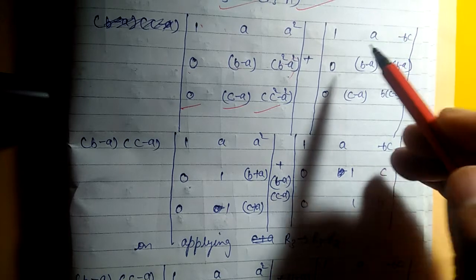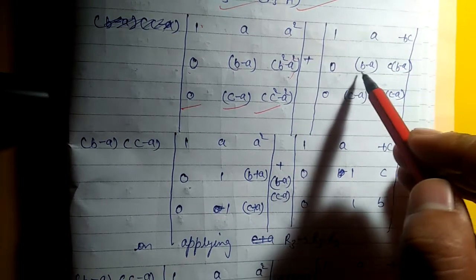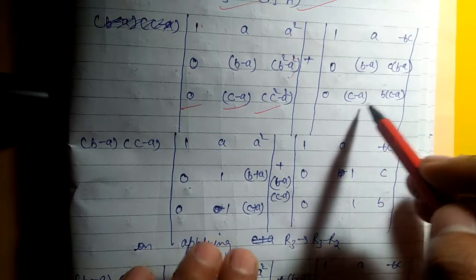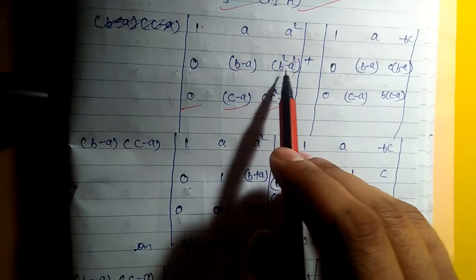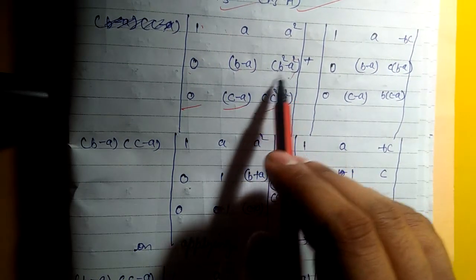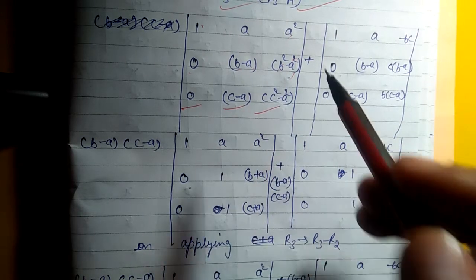And here we will get how much? 1, a, minus bc; 0, b minus a and c, b minus a; and 0, c minus a, b minus c minus a. You can do it very well after applying this property, and surely you will get this term. Now you can see that if we apply the formula here, b square minus a square, then you will get b plus a and b minus a.